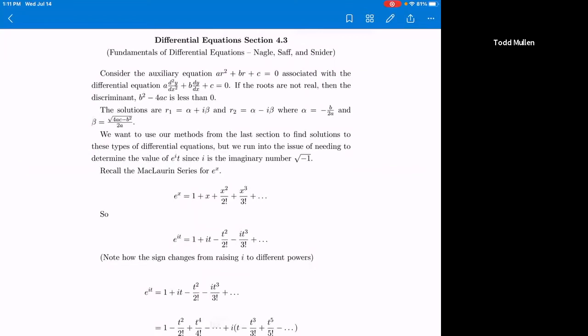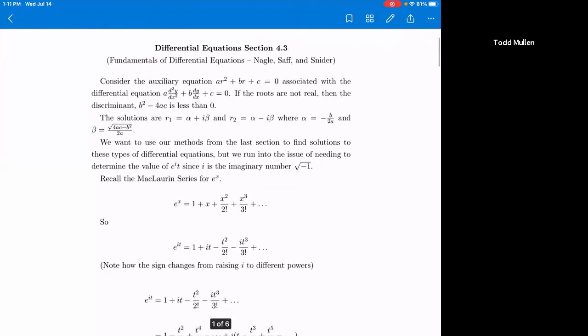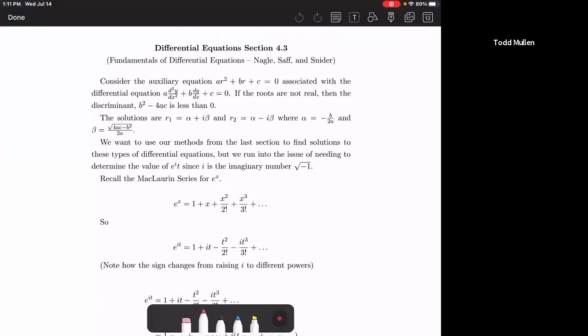This is section 4.3, and here we're really going to deal with the case that we did not deal with last time. In section 4.2, we dealt with the possibility that the auxiliary equation has multiple roots. That is where perhaps it just barely hits the x-axis, or the r-axis in this instance.